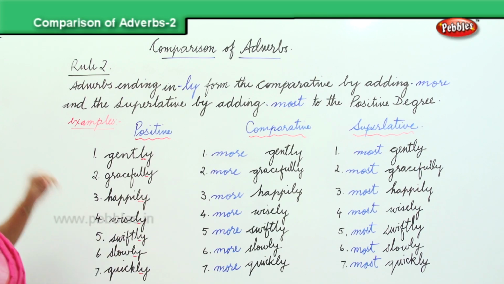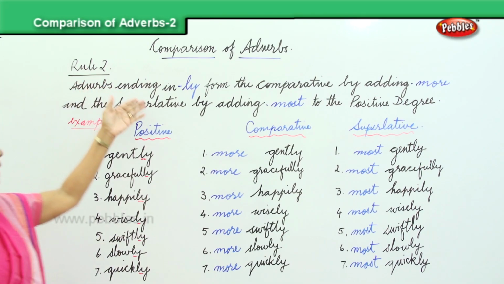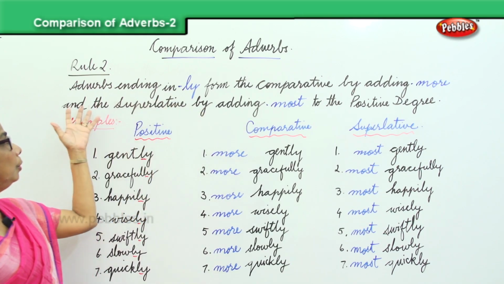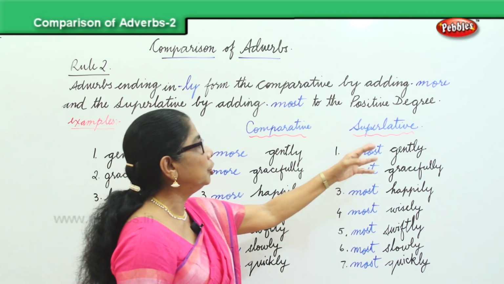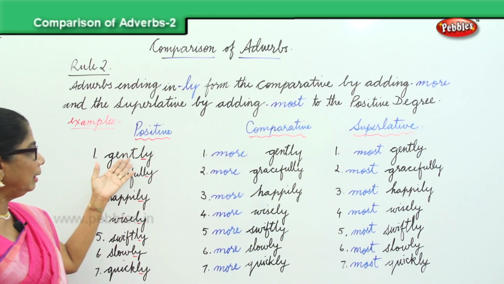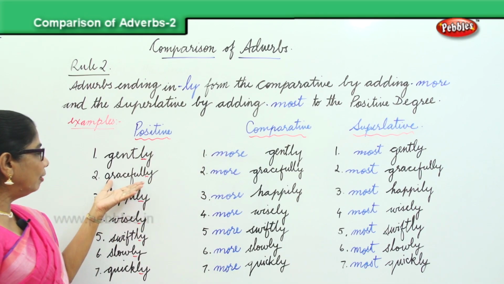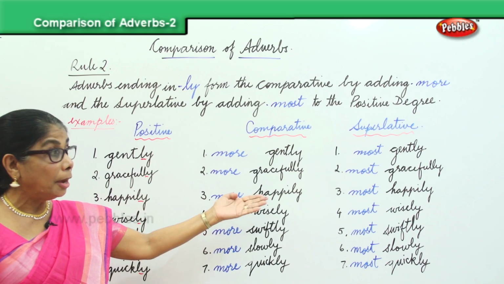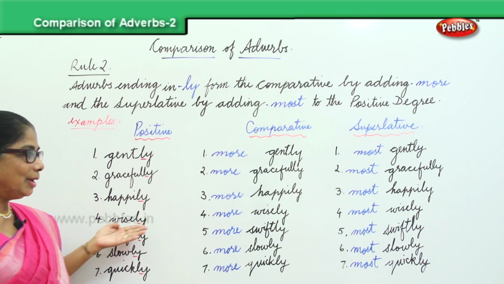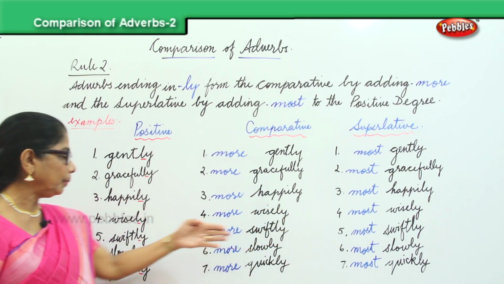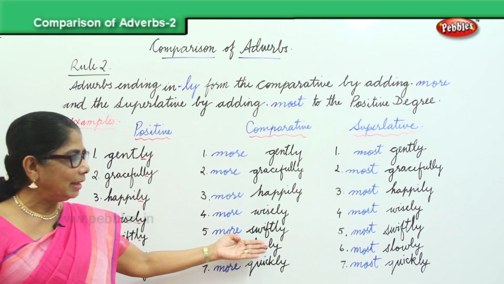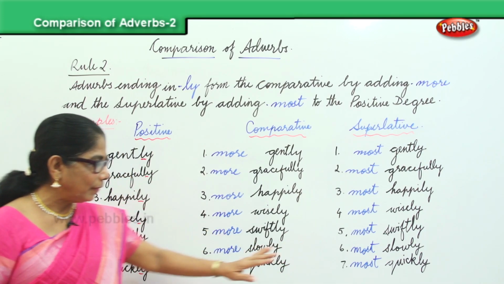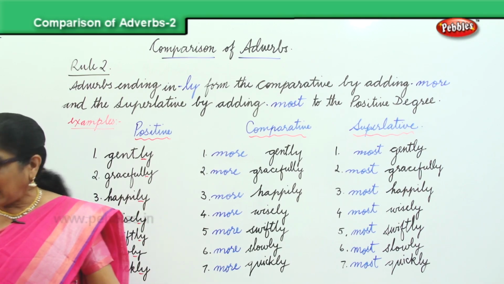This second rule is very easy for us because rule number 2 says adverbs ending in ly form the comparative by adding more and the superlative by adding most to the positive degree. Gently, more gently, most gently. Gracefully, more gracefully, most gracefully. Happily, more happily, most happily. Wisely, more wisely, most wisely. Swiftly, more swiftly, most swiftly. Slowly, more slowly, and most slowly. And finally, quickly, more quickly, and most quickly.